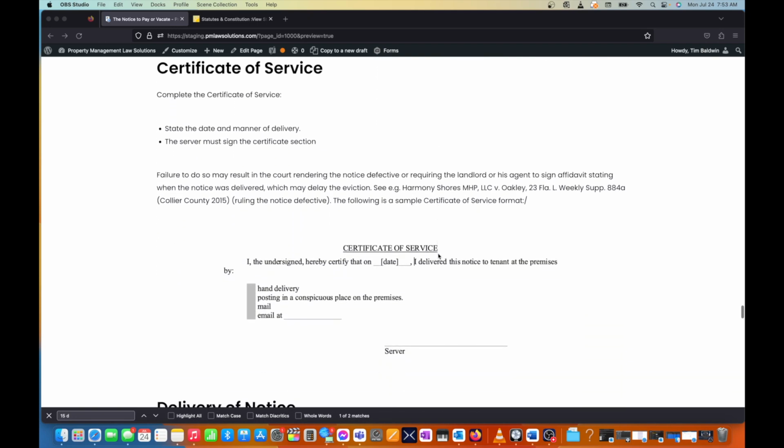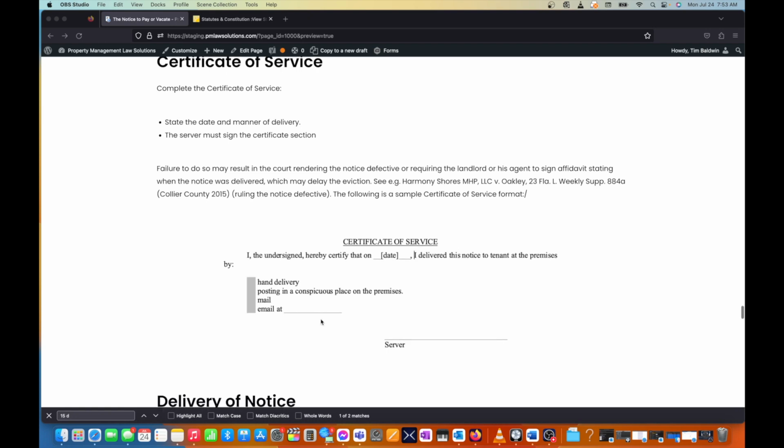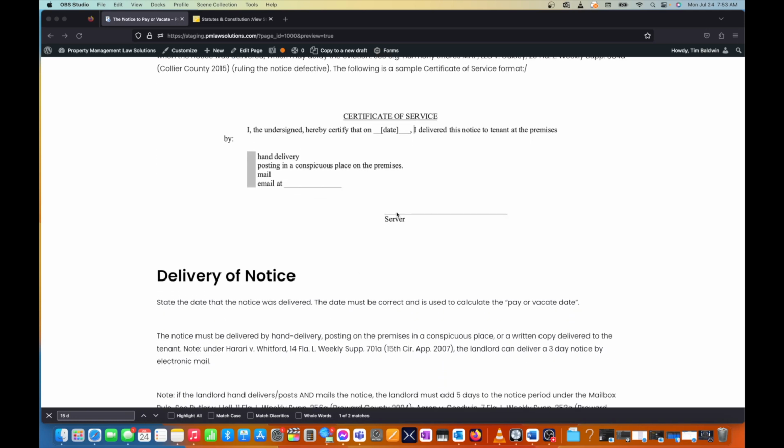And then we have the certificate of service section of the notice that has to be completed. When we deliver the notice, typically it's by email. We state that we delivered that on the specific date, and we would check the box for email, and then we would include all of the tenant's emails in this section here. That means every tenant's email on file, we would put in this section and actually deliver it to those email addresses, and then sign as the server.